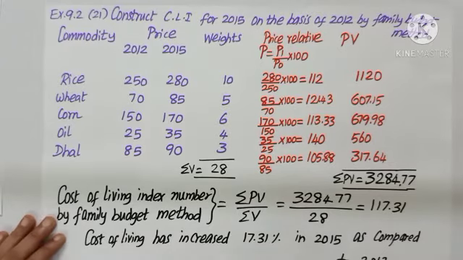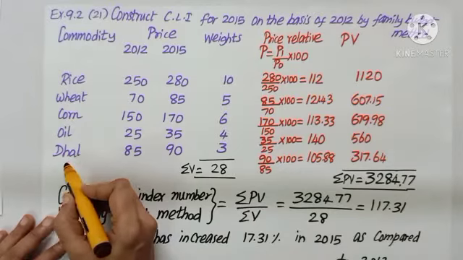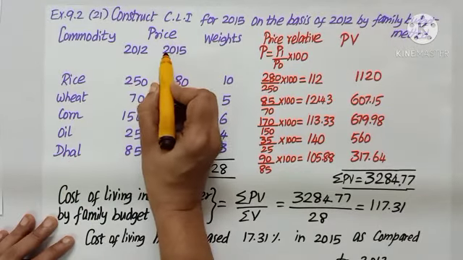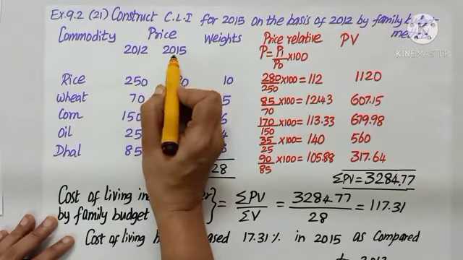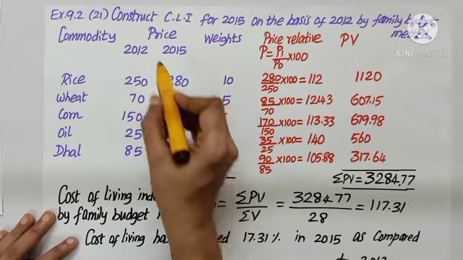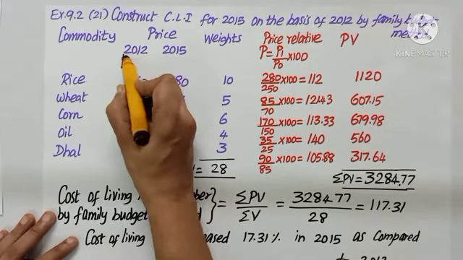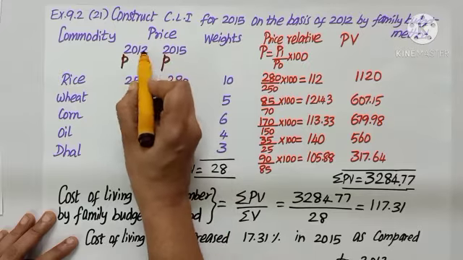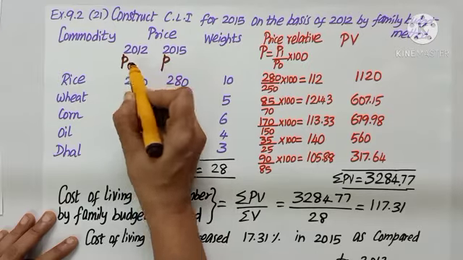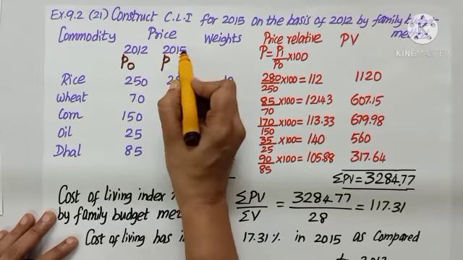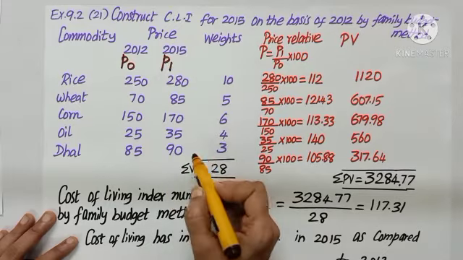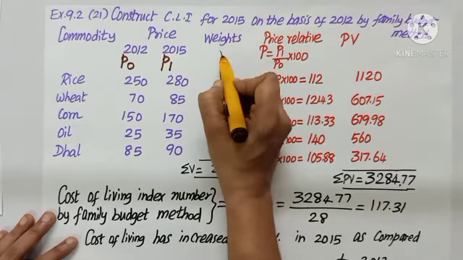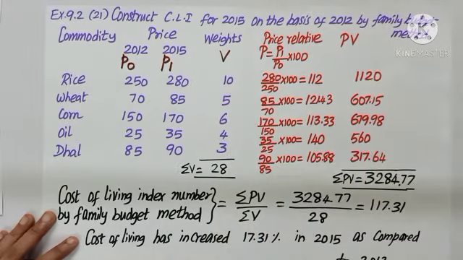Question number 21. Construct cost of living index number for 2015 on the basis of 2012 using family budget method. Commodities are listed. 2012-2015, two different years are given. Price tells me P. 2012 is base year, so P0. 2015 is current year, so P1. Weights we shall treat as V.